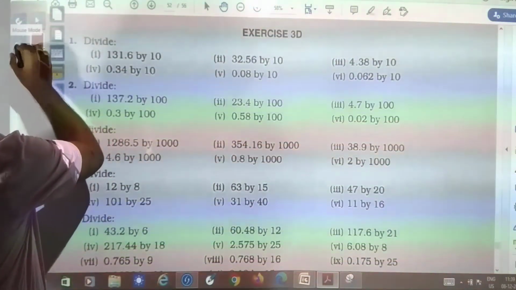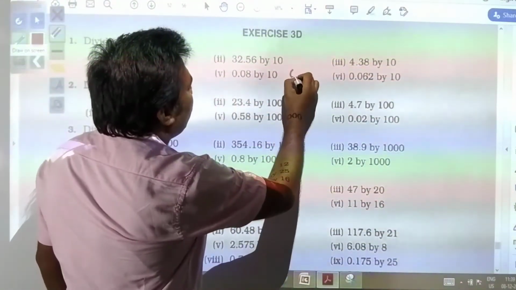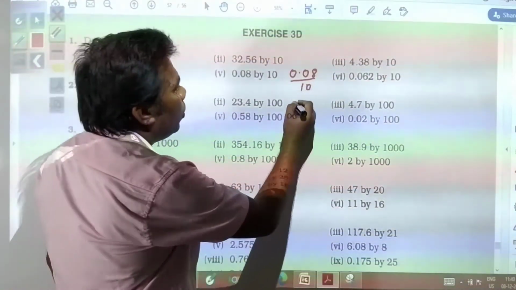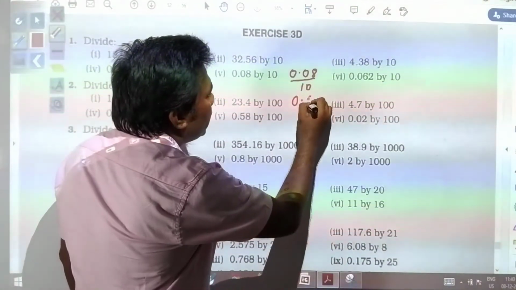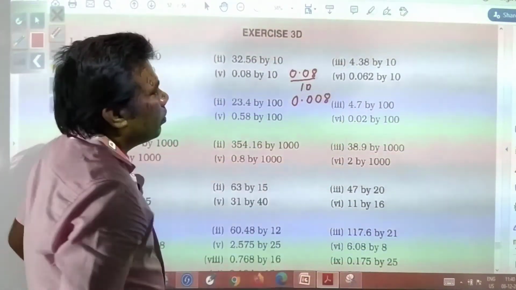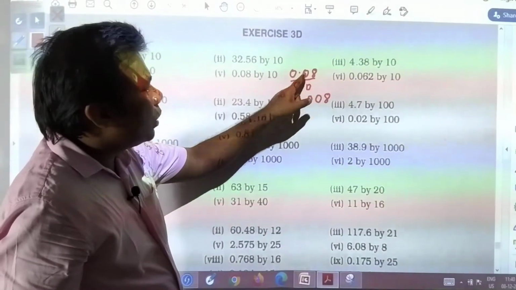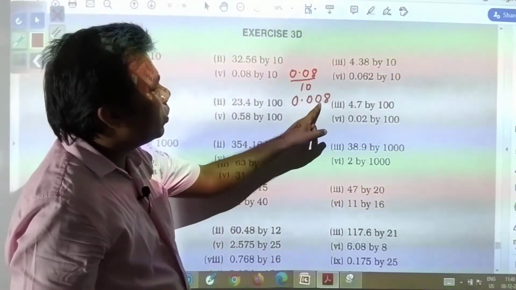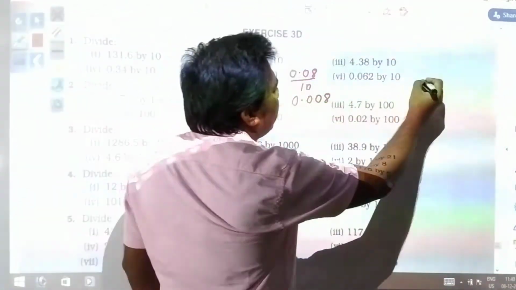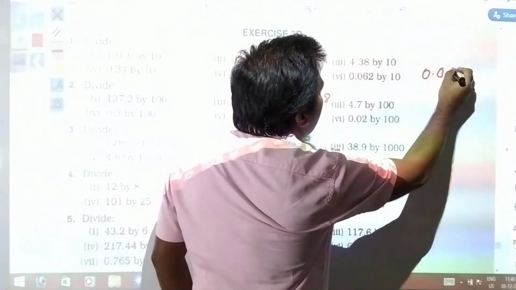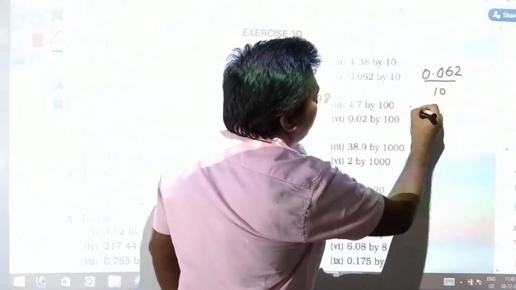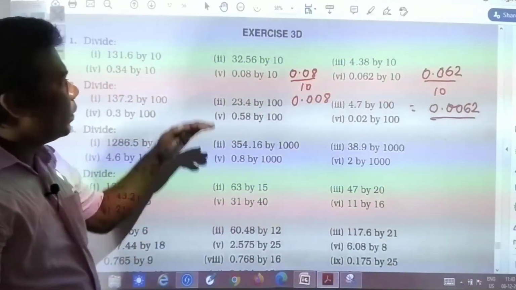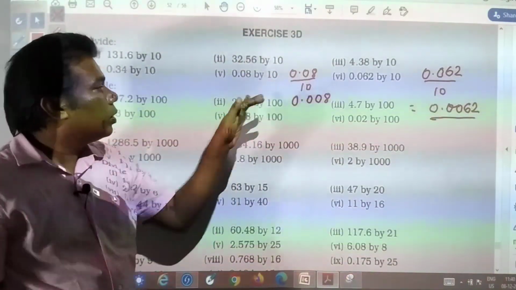Next you see, 0.08 divided by 10. Again what you need to do: 0.008, because 1 zero already you have, and here you will move one place, so it will become 0.008. Next you have 0.062 by 10, so this will be 0.0062, and this will be your answer. In this way these type of questions are required to be solved.